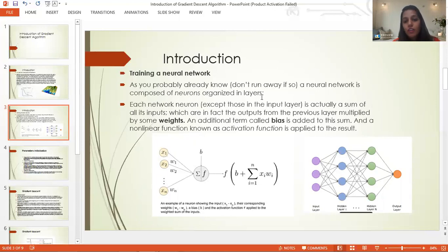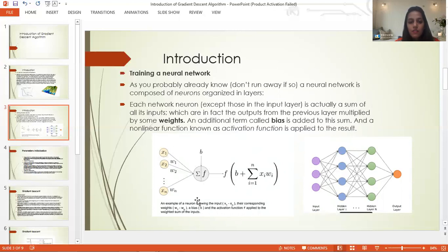As you probably already know, a neural network is composed of neurons: an input layer, hidden layers, and an output layer. Each neuron computes a sum of all its inputs, which are in fact the outputs from the previous layer multiplied by the weights associated with them. An additional term, the bias, is also added to this sum, and a nonlinear function known as the activation function is applied to this result. And here you see the function.